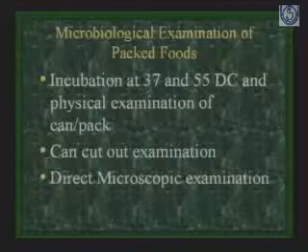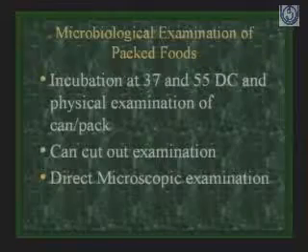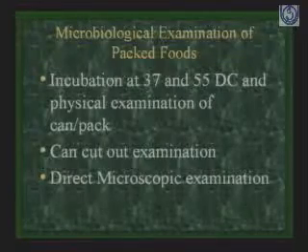Once you incubate at 37 and 55 degrees centigrade, the bacteria present in the food product multiply and grow because food is already available in the product. Once they multiply, they produce gas, and once the gas is there, the package is going to be bulging. So that is one of the methods of examination. If your can is incubated at 37 or 55 degrees centigrade and there is no bulging, it means the product is okay. If the product is bulging, it means there is contamination and the product is going to be spoiled.